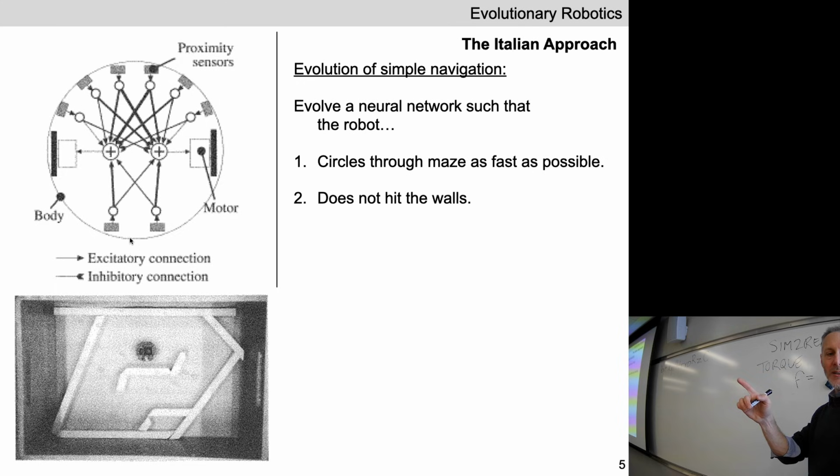Let me start with your last observation. So the ones at the back are all excitatory. More proximity at the back, the more the wheel should rotate forward, right? Move away from anything that's behind you. So they're giving the robot a strong hint. They're setting the sign of the synapses, but not the magnitude. The magnitudes are going to be worked out by the evolutionary algorithm.